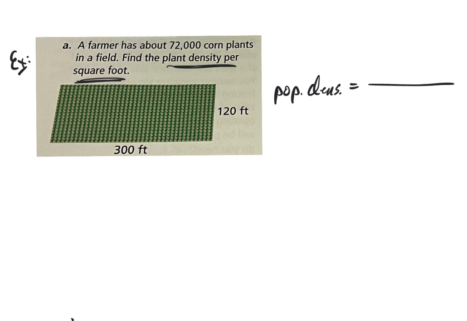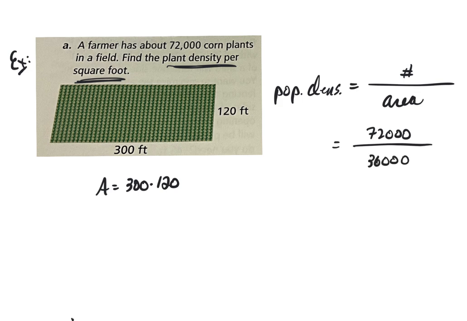And so what it's going to be defined to be is the number of corn plants divided by the area. So in our nice easy problem here, the number of corn plants is 72,000. And the area of this field, not very realistic, but the area of the field is the area of a rectangle. So the area of this rectangle would be its length multiplied by its width. So we'd have 300 times 120, which gets us an area of 36,000. And again, attaching labels, we have 72,000 corn plants over 36,000 square feet.